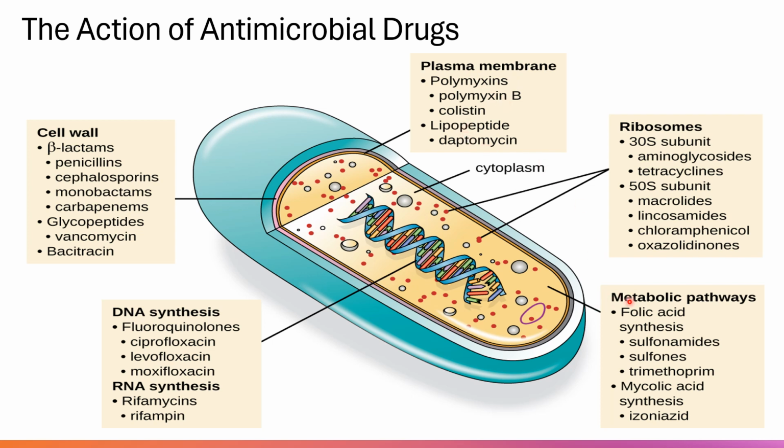Other drugs inhibit the metabolic pathways in the cytoplasm of bacteria, including folic acid synthesis inhibitors and mycolic acid synthesis inhibitors. Various drugs also inhibit ribosomes in the cytoplasm of bacteria. They can inhibit the 30S subunit of the ribosome, which includes aminoglycosides and tetracyclines, and 50S subunit inhibitors include macrolides, lincosamides, and chloramphenicol.